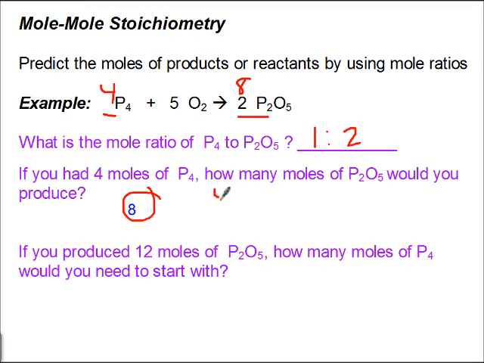Mathematically, how did I figure that out? Well, I know that I have 4 moles of P4. And this is a simple one. You can figure it out in your head. They get harder. So I'm just going to show you this one easily. I want to get to P2O5. So there's 2 of those for every 1 of the P4s.